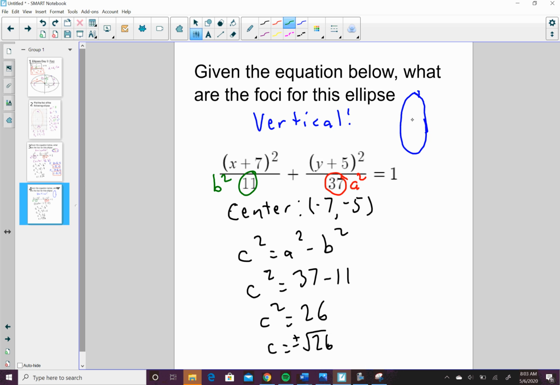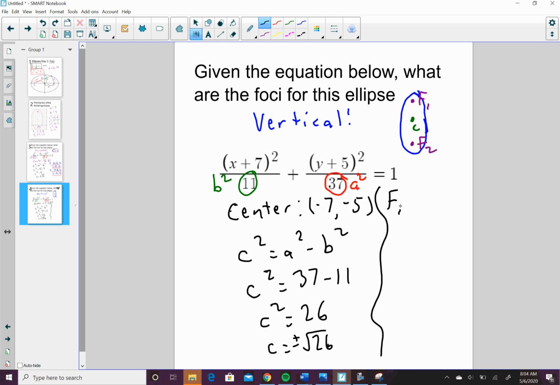Think about it. Here's my center, and then each of my foci, those 2 points right there. Let's say this is F1, this is F2. I didn't move anywhere horizontally, so the only coordinate that's going to change is my y coordinate. My x coordinate is going to be the same as the x coordinate of my center.